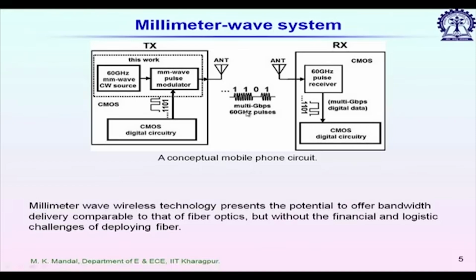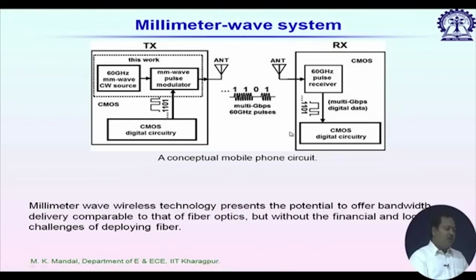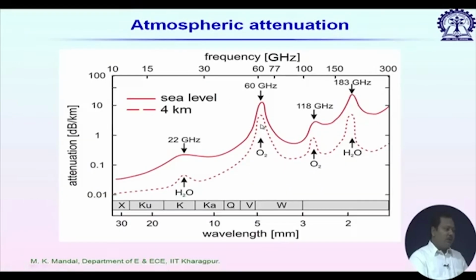So, what is the advantage of this system? The advantage is that this system can support multi-gigabit communication, that means multi-gigabit communication without using any wiring. Fiber optics can also support multi-gigabit communication, but in that case we have to use wiring for the fiber optics. But millimeter wave communication has to face many challenges.